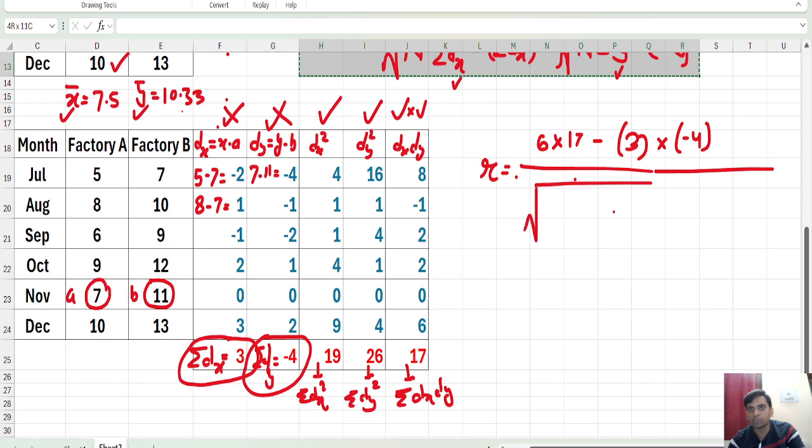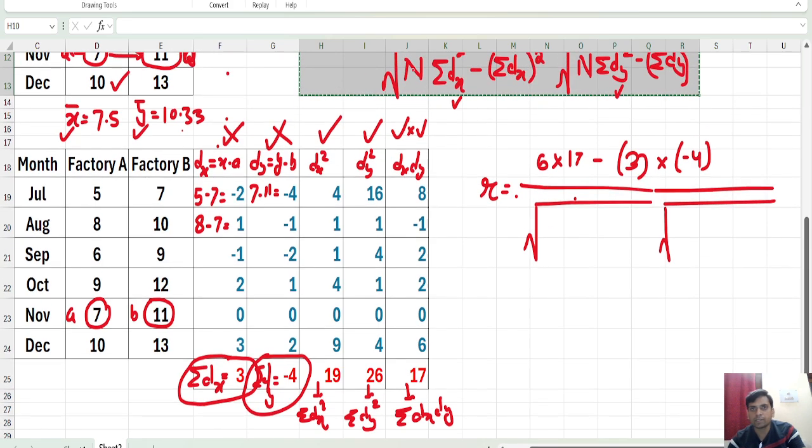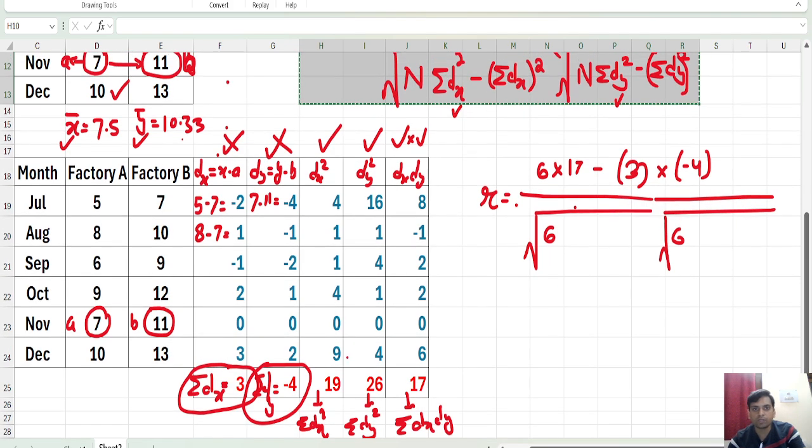Now there are 2 terms under roots, one for x, second for y, and this is n. So n equals 6 in both. This is also n. Now this is summation dx square, and the second value is summation dy square. Summation dx square is equal to 19, and summation dy square is equal to 26. And minus, this is summation dx whole square. Summation dx is equal to 3, so we write square of 3. And this is summation dy whole square. Summation dy is minus 4, so we put minus 4 square.